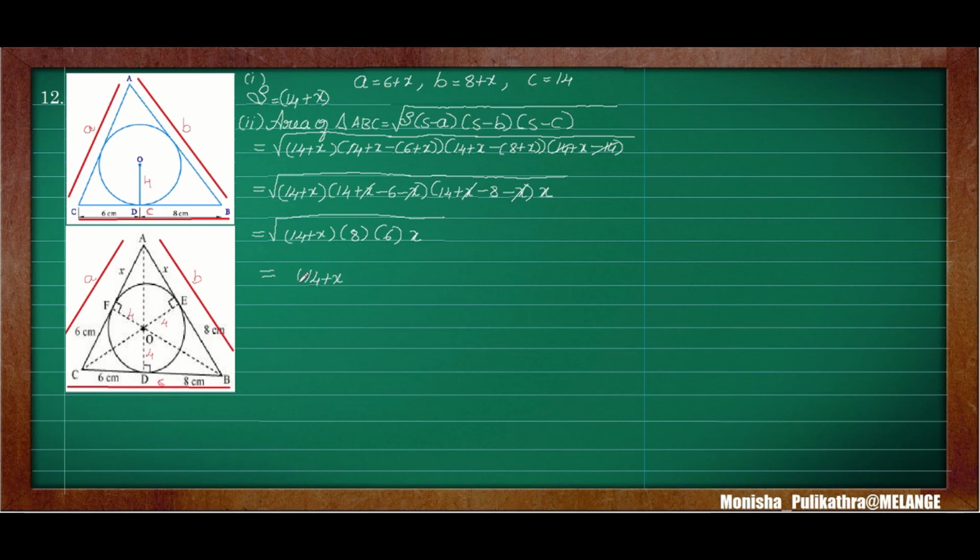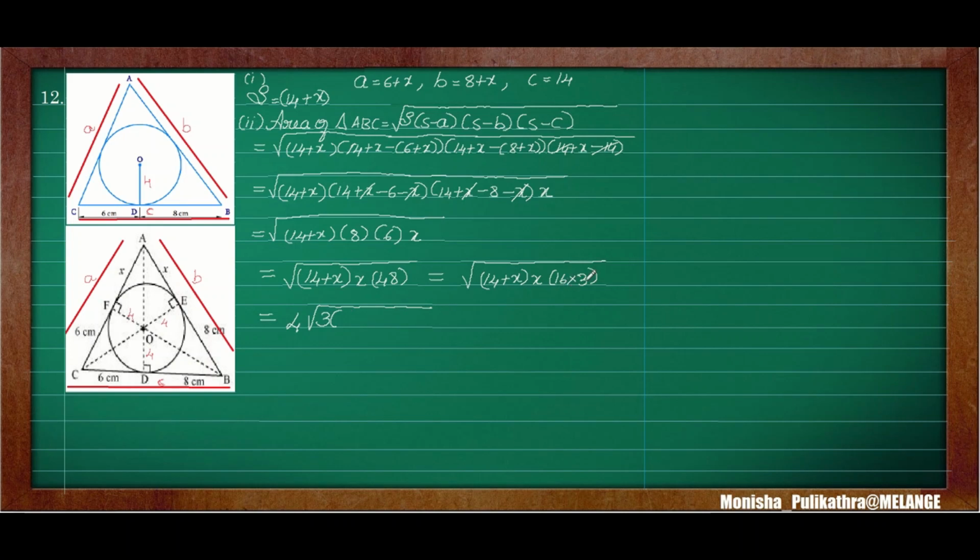So next, 14 plus x into x, 8 6s are 48. Okay, next you need to split this 48. 14 plus x into x, 48 is 16 3s, 16 3s are 48. Okay, so when I take this 16 outside the square root, it will become 4, because square root of 16 is 4. So 4 into, write 3 as it is.